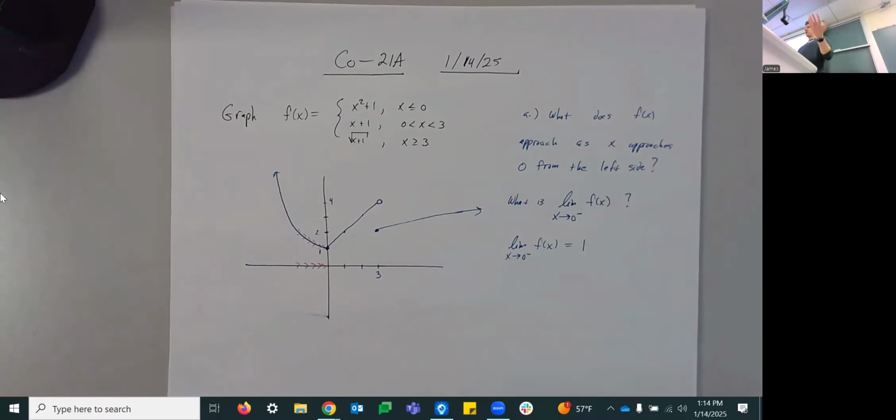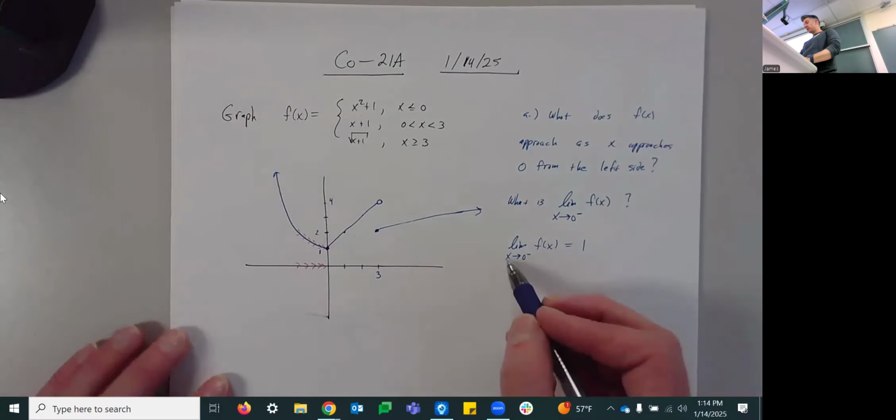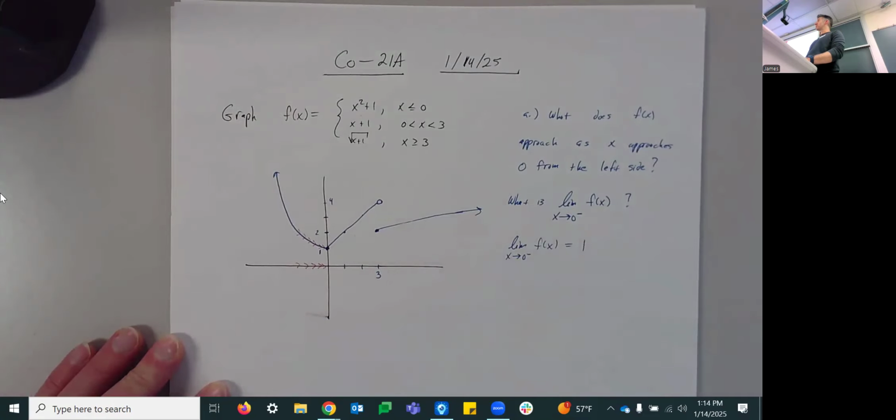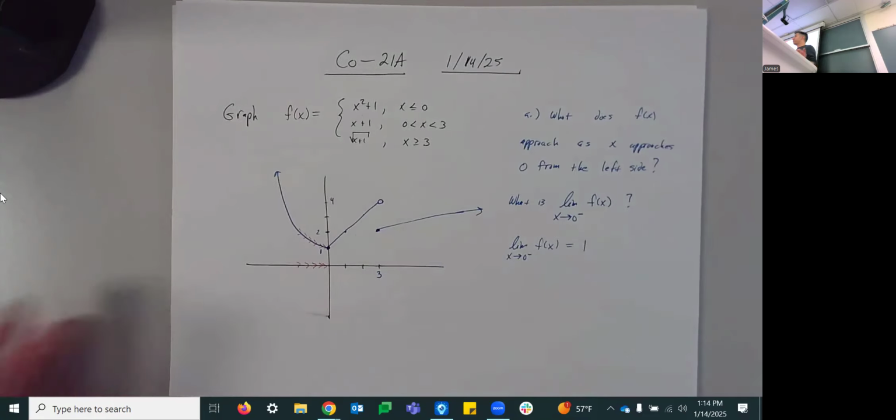I want to talk a little bit about the language here. So I would say the limit is equal to 1. That does not mean that the function actually has to be equal to 1. All this statement means is that as x gets closer and closer to 0, but not equal to 0, the function gets closer and closer to 1. Maybe it's equal to 1 at 0, maybe it's undefined at 0. Talk more about that in a minute.